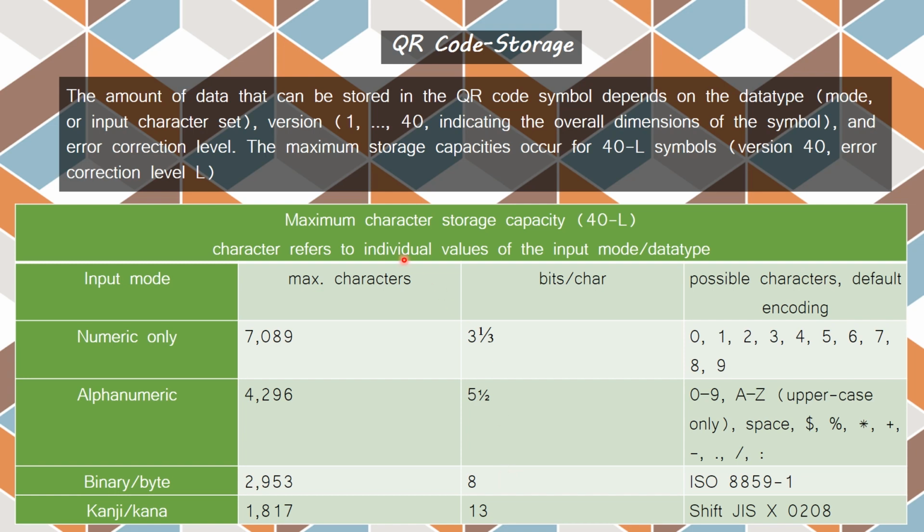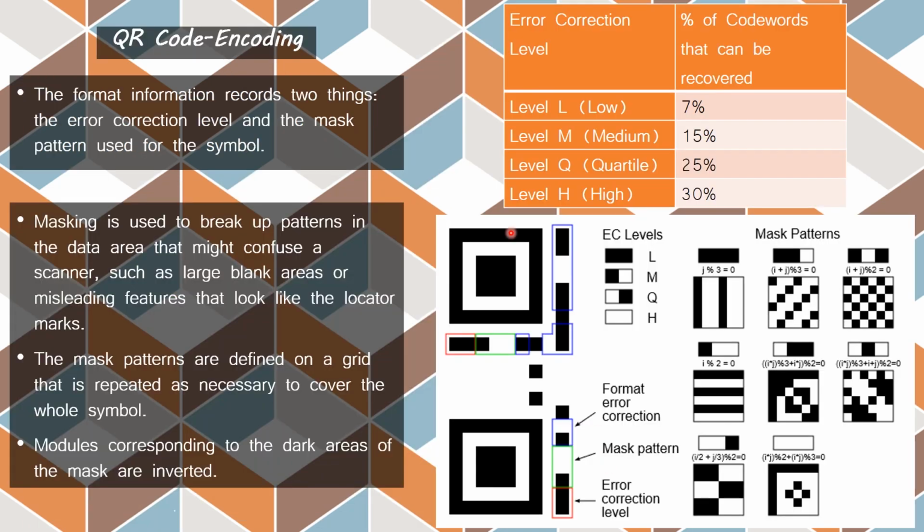And one more thing, the maximum storage capacity occurs for version 40L QR codes. This L is the lowest error correction level. As already said, the error correction code words and the data code words, which are your message, both share the same space. So if your error correction level is low, there will be fewer error correction code words, so that more data words can be packed in that space, and your storage capacity will naturally increase. That is the reason why we have maximum storage capacity for version 40 and the lowest error correction level, L, QR codes.